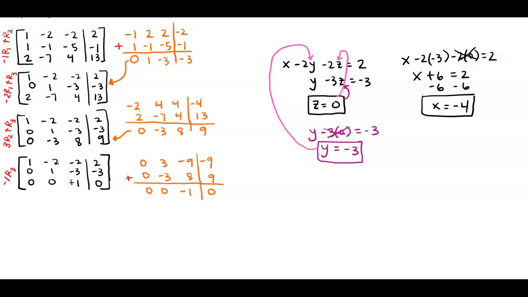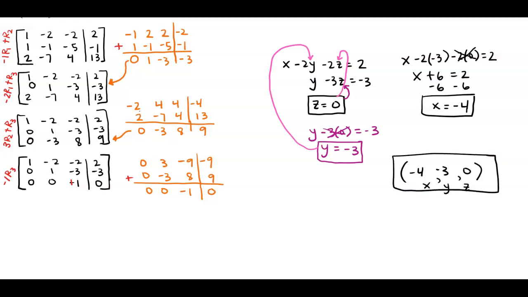All right, and so my answers for this are x equals -4, y equals -3, and z equals 0. And you could write those as an ordered triple. Remember our x, our y, and our z. So x is -4, y is -3, and z is 0. And so that would be my answer.